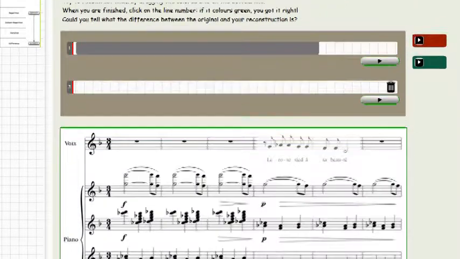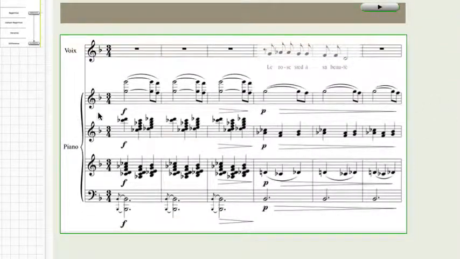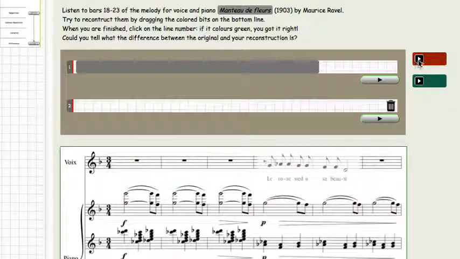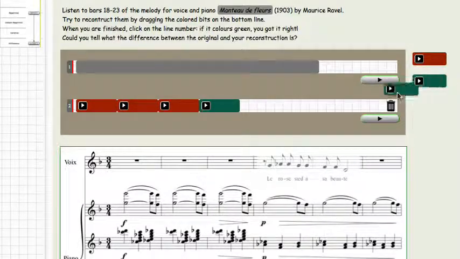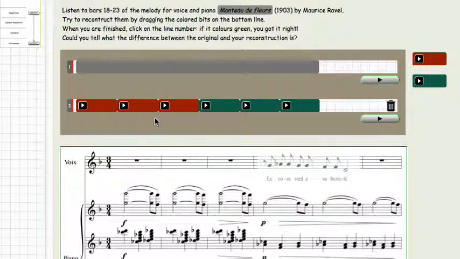Now the question is, which one is the first and which one is the second? Well, let's look at this F, which means forte, and this P, which means piano, so loud and soft. And let's listen to the fragments and find out the loudest one, which is the first one. So we just have to drag and drop the first one first and then the second one 3 times.